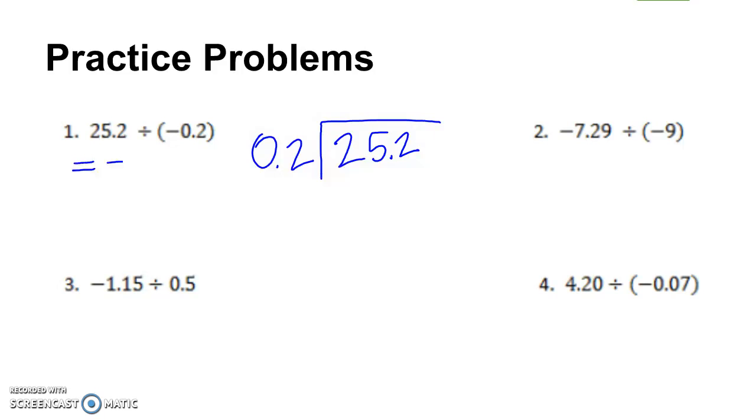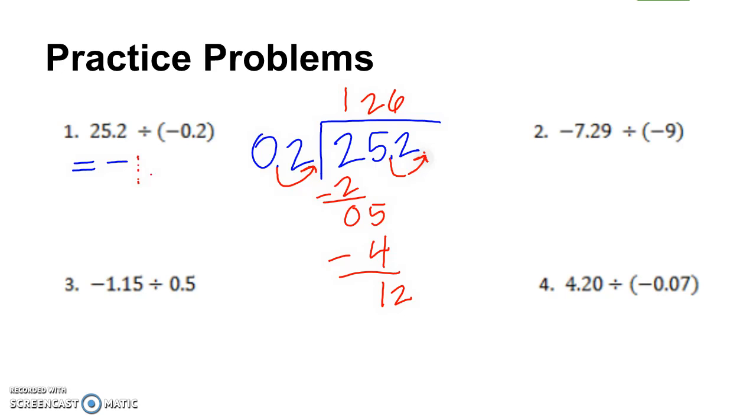I can go ahead and tell that this is a negative answer because the signs are different. Now I'm going to scoot this over 1. I'm going to scoot this over 1. And so now I just do my regular division. So that would be that, that would be that, and that would be that. So we get negative 126. So it's negative 126.